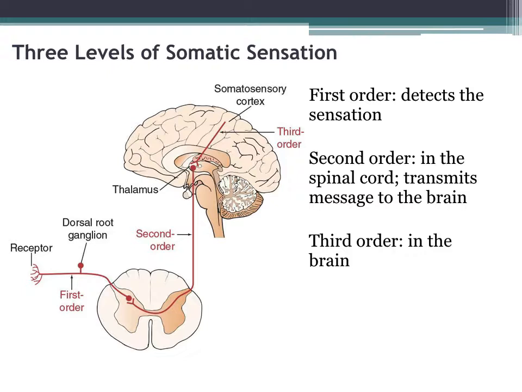And then we have the first order. And first order is the receptors. Those are usually out in the periphery. And then the second order neurons are those that transmit the messages to the brain. So the first order sends it up to the spinal cord, and then the second order transmits that message to the brain. In other words, the spinal cord sends that message on up to the brain. The third order neurons are located in the brain.